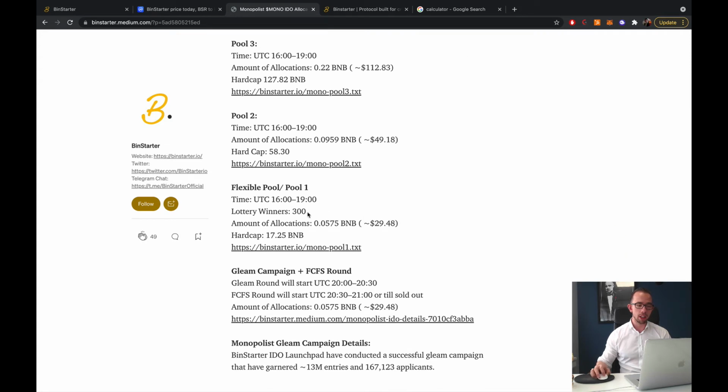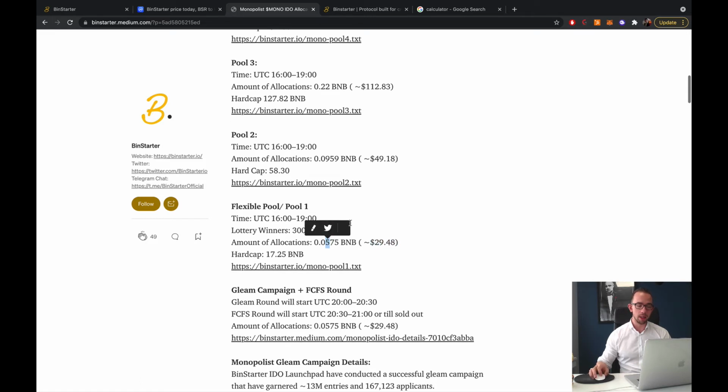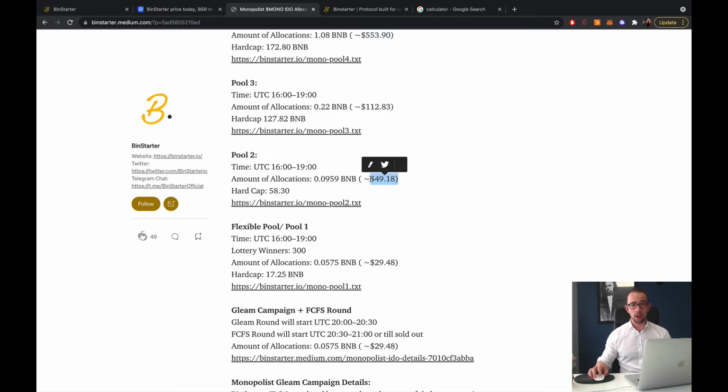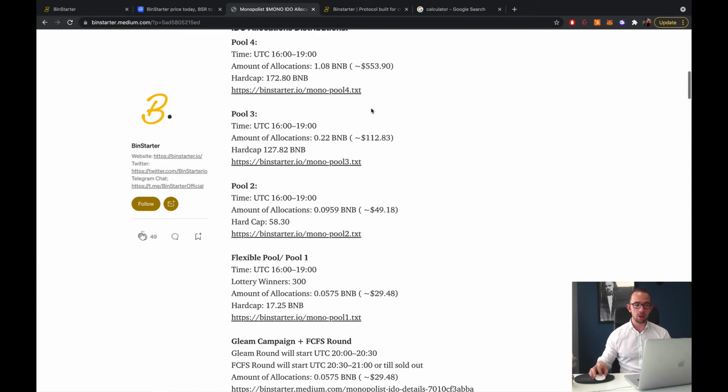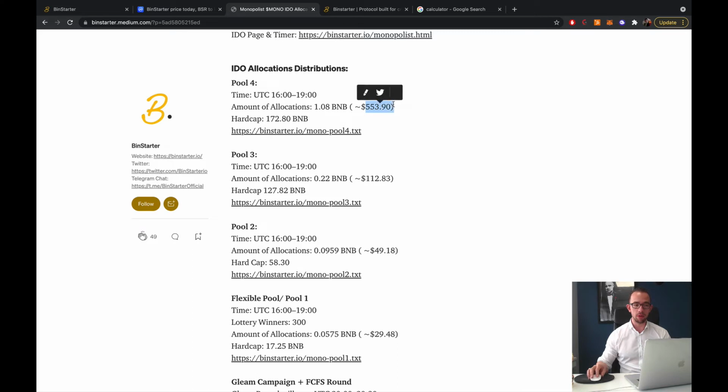So pool 1, the flexible pool, if you won a lottery ticket, you got an allocation of about $30 in BNB. Then for pool 2, which is the one I had, $49. I could have gotten almost double, but I picked the wrong pool. So for pool 3, $112, and for pool 4, $553. You can see the significant change. So of course, the more money you stake, the more APR, APY Binstarter is willing to give you, but also at the end of the day, money makes money in this industry, and the big allocation, the big pools will have the highest potential yield.